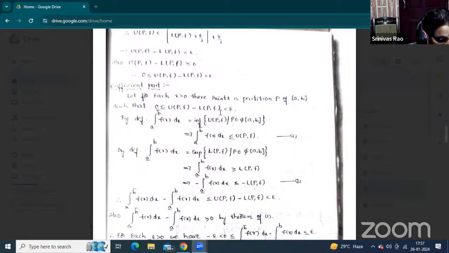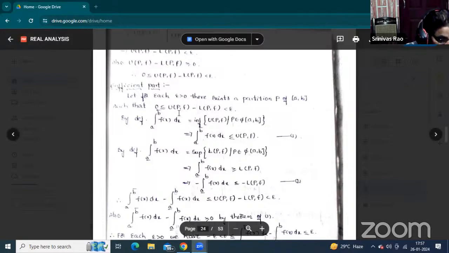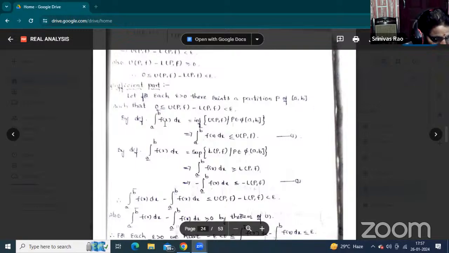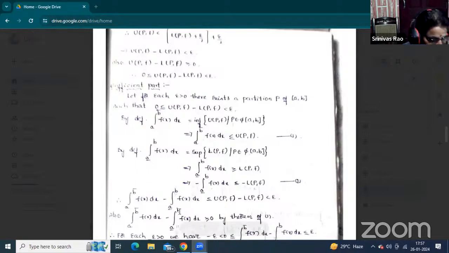First of all, we are taking the oscillatory sum lying between 0 and epsilon. What is the oscillatory sum? It is the difference between the upper Riemann sum and the lower Riemann sum. So, by definition, what is the definition of the upper Riemann integral? The upper integral from a to b of f(x) dx is the infimum of the upper Riemann sums, and that is called the upper Riemann integral. Okay, this is the definition of the upper Riemann integral, the upper integral from a to b of f(x) dx.